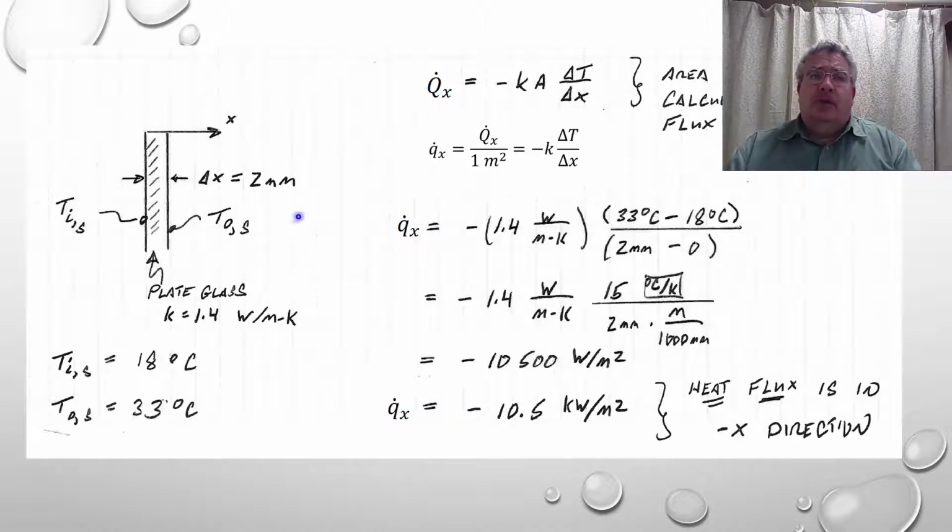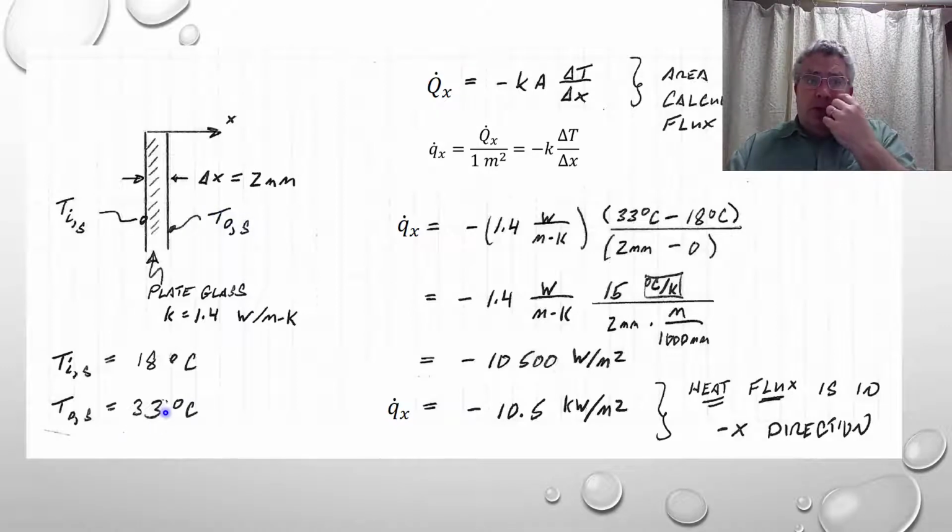All right, so let's look at a very quick example. So we have a wall made of plate glass. It's 2 millimeters thick. Plate glass, if you look in the back of the book, has a thermal conductivity of 1.4 watts per meter per Kelvin. The left-hand wall, which we'll say is x equaling 0, is the inner wall in this case, so T inner, and the surface temperature is 18 degrees Celsius. The outer wall, or T2, right, the surface temperature of the outer wall is 33 degrees.